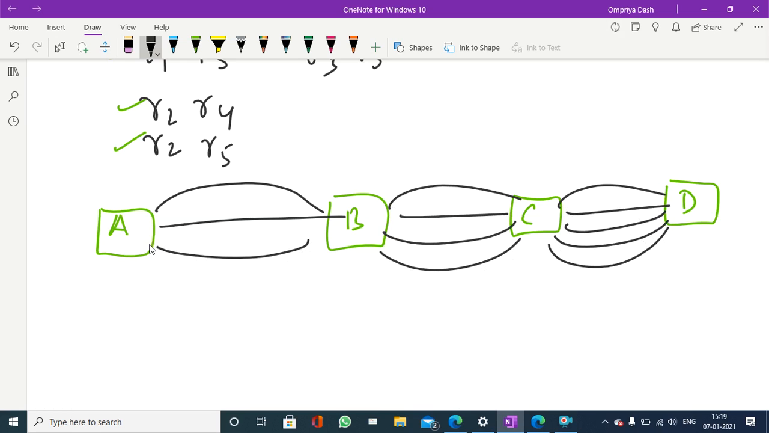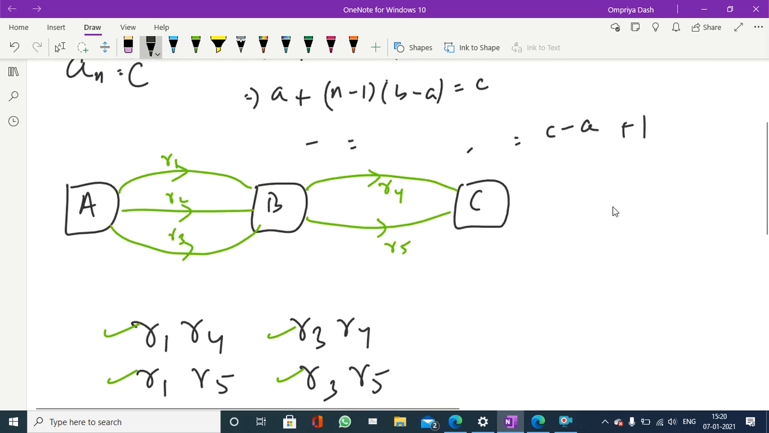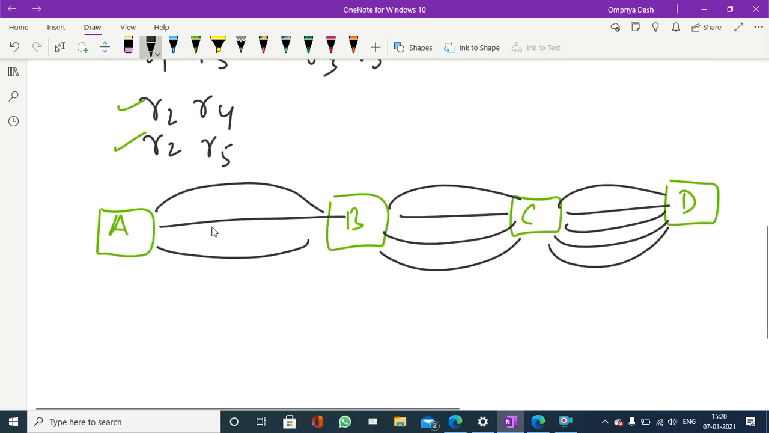In this case, if I ask you to find the number of different ways in which we can go from A to D via B and C, that means not directly from A to D, you have to go from A to B, then from B to C, then finally from C to D. If you do it in this way, it will take a lot of time. If you write road 1, road 2, road 3, up to road 12.